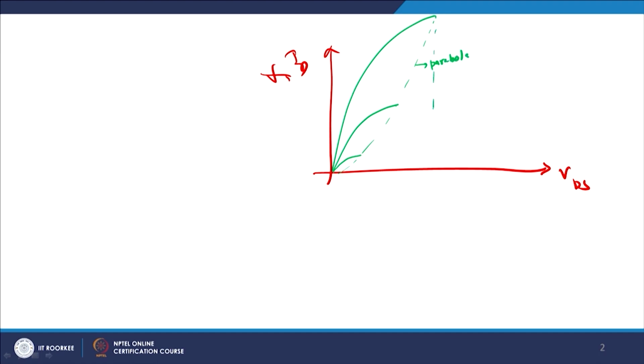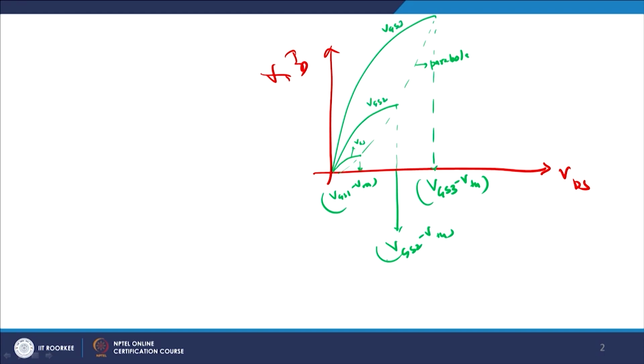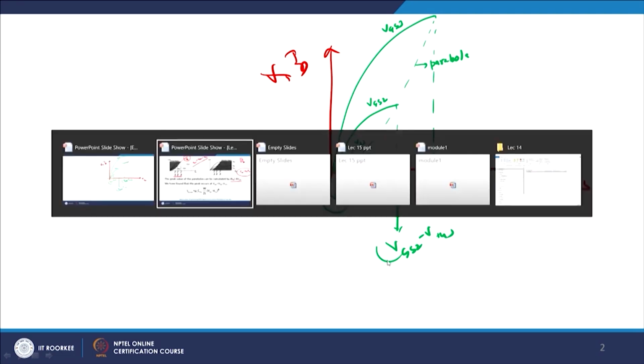This will be VGS3 minus VTH, this will be VGS2 minus VTH, and this will be VGS1 minus VTH, where this is the value of VGS1, VGS2, and this is VGS3, fine. So, the higher the overdrive, the more is the pinch off value of voltage which you see.